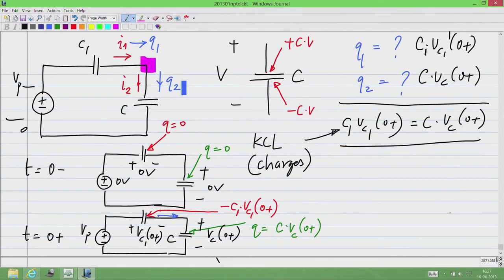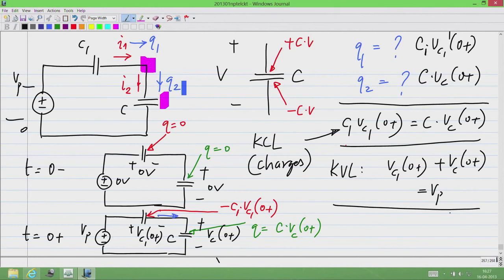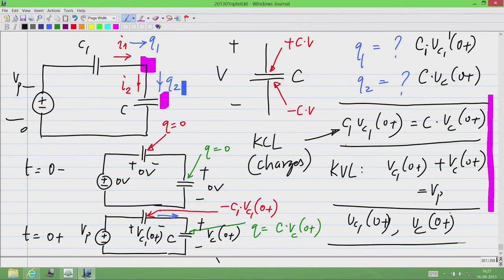In addition to this, we also have the KVL, which has to be always satisfied, of course, which says that Vc1 of 0 plus plus Vc of 0 plus, that is the sum of these two voltages, has to be equal to Vp. Now, from these two, you should be able to calculate both Vc1 just after the step is applied and Vc just after the step is applied. Please do that and let me know the value of Vc of 0 plus.